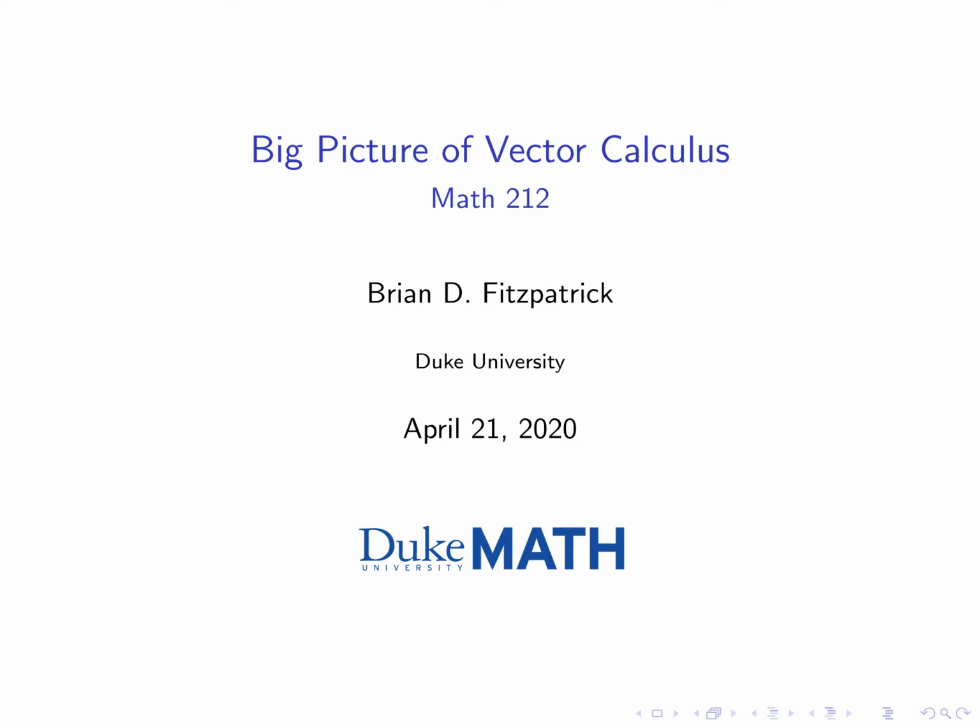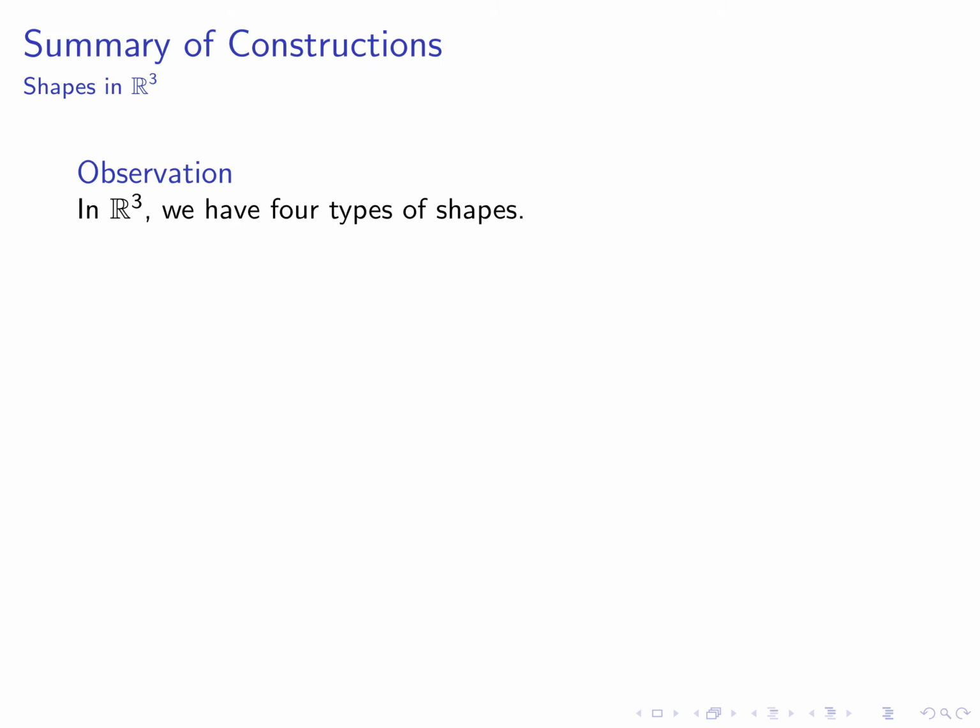We've stated all the vector calculus theorems. Now let's see how they fit together. Okay, so in 3 dimensions, there are 4 fundamental types of shapes.